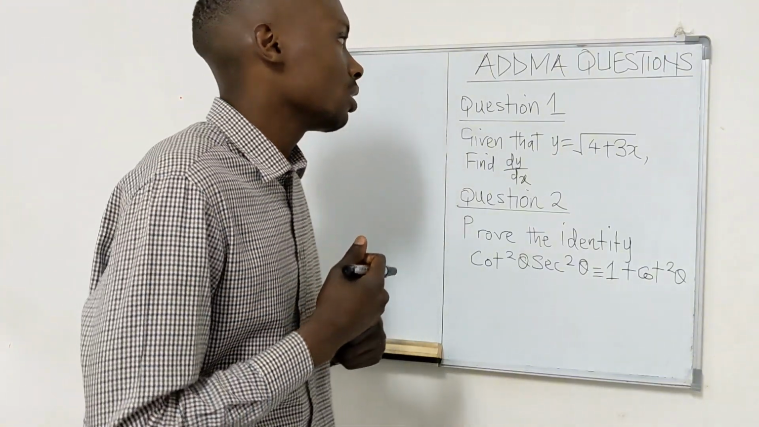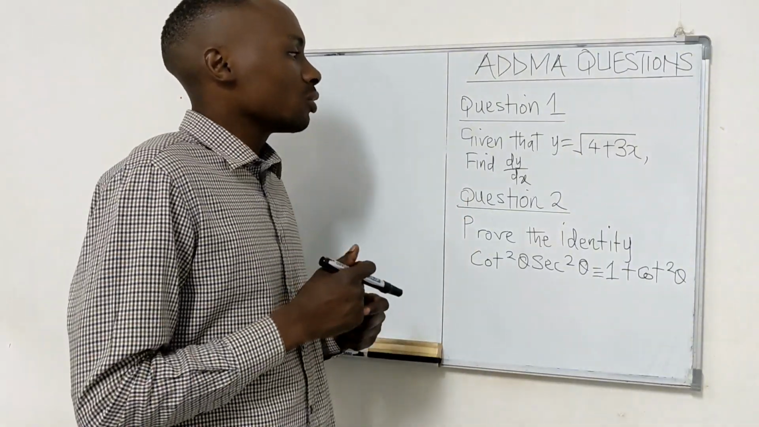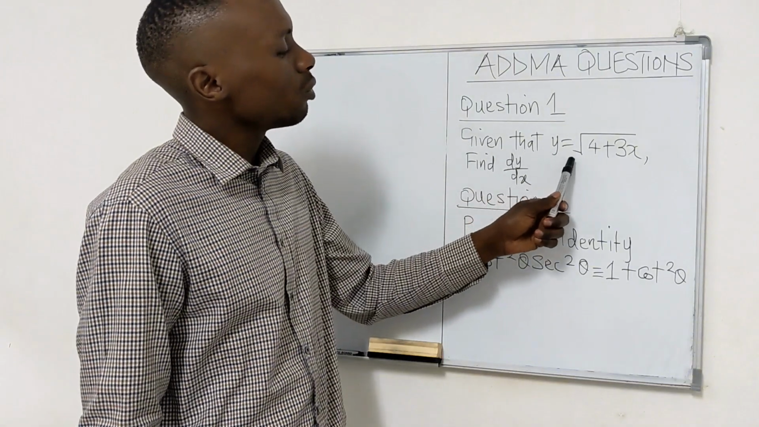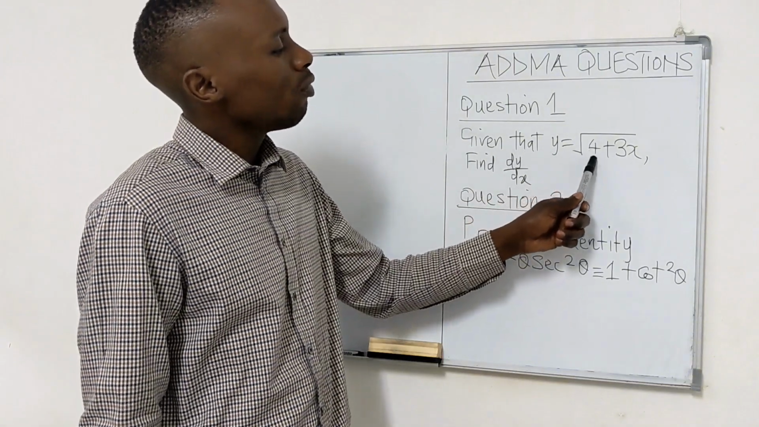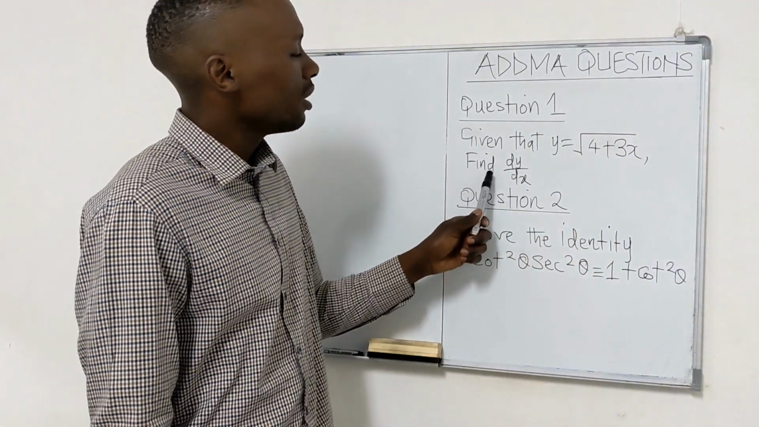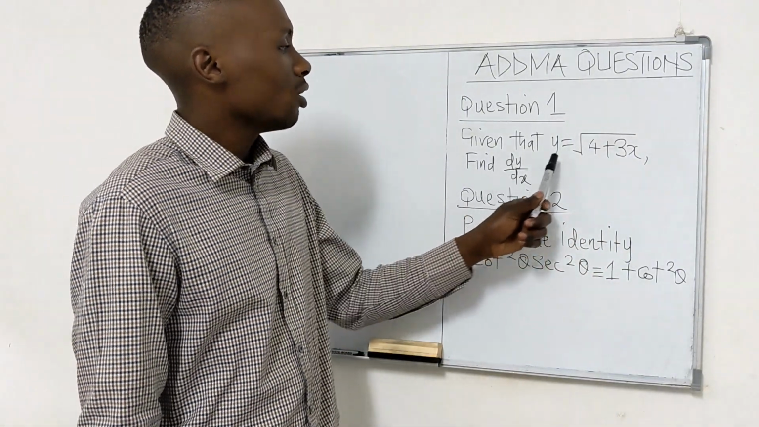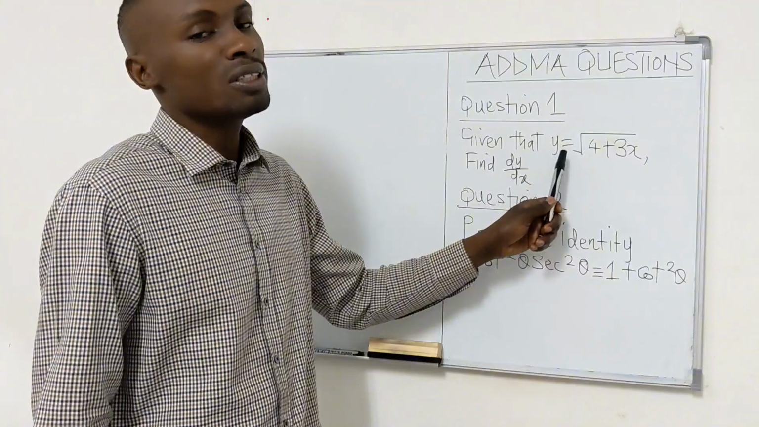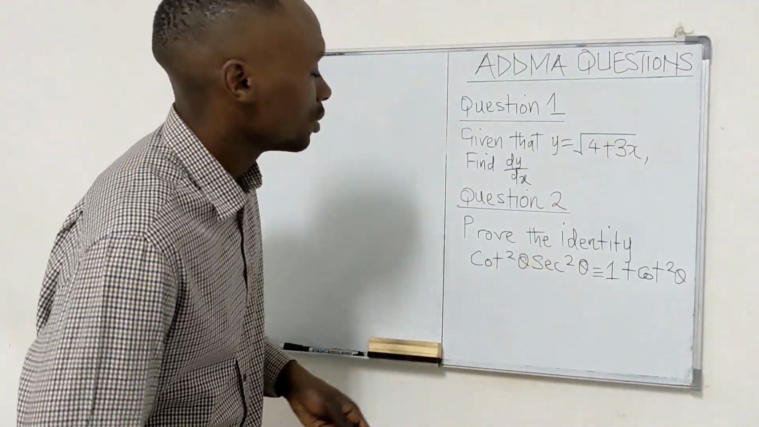I want us to look at two ADMA questions. Question 1 is on calculus differentiation. It reads, given that y is equal to the square root of 4 plus 3x, find dy/dx of this function. So we want to get the derivative of the given function.